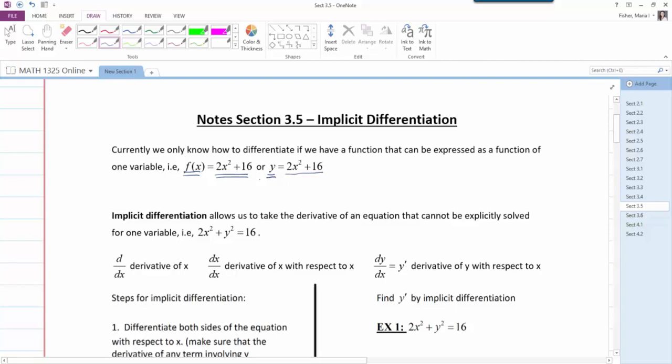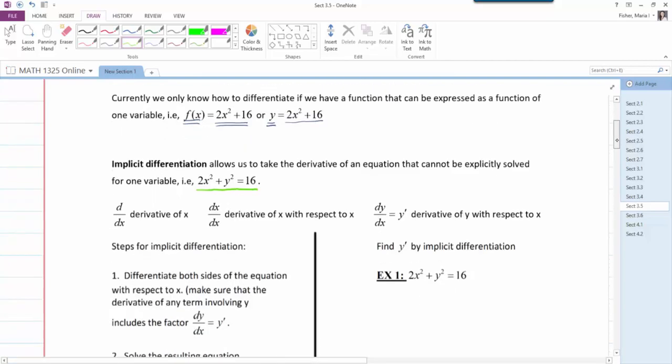But if I look at something like 2x squared plus y squared equals 16, I can't solve that explicitly for y. I can solve it for y squared, but I can't solve it explicitly for y. So in order to find the derivative of something like that, what I can do is implicit differentiation, and that allows us to take derivatives of equations that can't be expressed as functions of one variable.